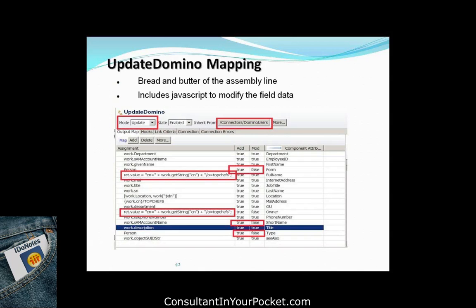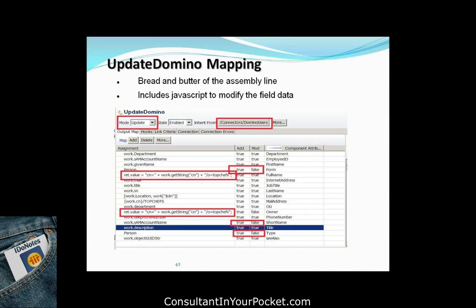We're going to be using the same type of JavaScript to change that field. A couple things to note here is that you have the ability to determine whether or not you're going to add or modify a record in this mapping. So in the case of your form attribute, we want to be able to add it, but we don't want to modify it. Again, with short name, we want to be able to add it, but we don't want to be able to modify it. So those are just some things to notice about this slide.